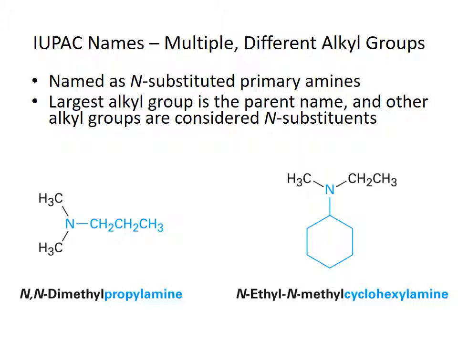If we have different alkyl groups on there, then what we do is we pick the chain that is the longest one, and we name it as a propylamine, saying N,N-dimethyl. A lot of times we'll be sloppy and leave the N's off and say dimethylpropylamine, but that can be confusing because you might think that the methyl is on the propyl. So to be completely clear, we say N,N-dimethylpropylamine to show that those two methyl groups are on the nitrogen.